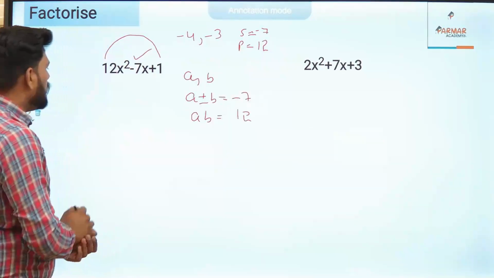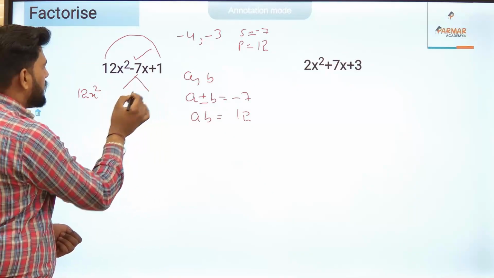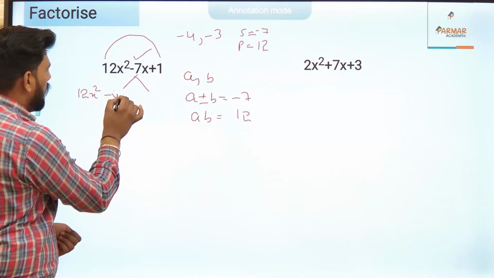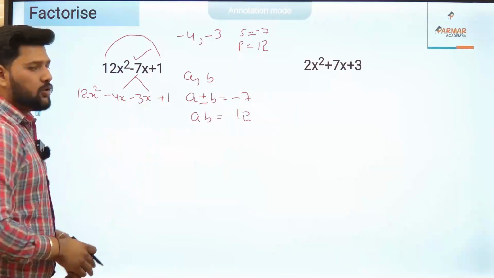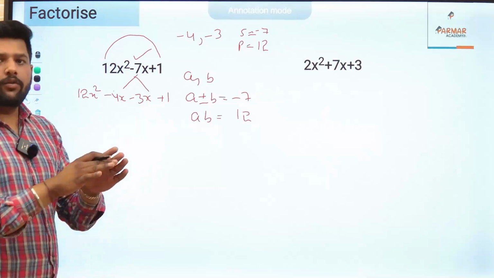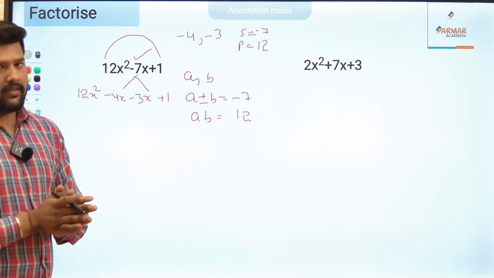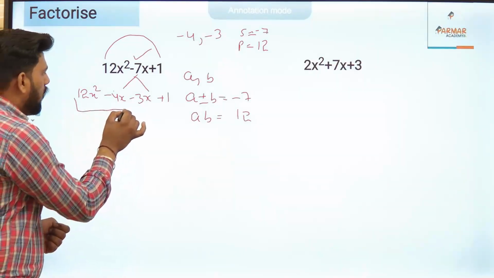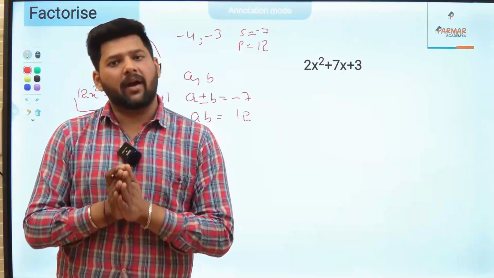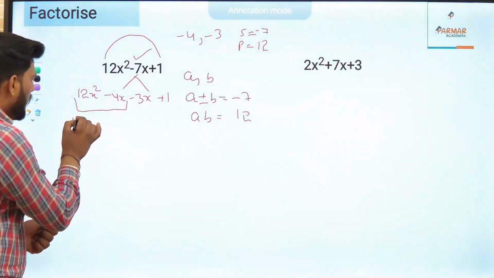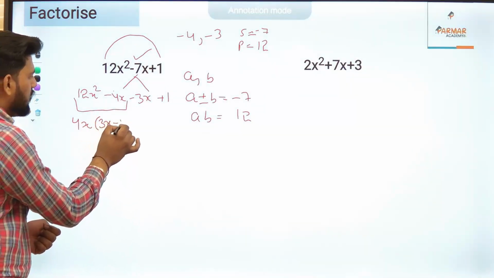So 12x square, and now minus 7x split into two parts, that is minus 4x and minus 3x, and the plus 1. So clearly here the middle term splits into two parts. Minus 7x splits into minus 4x and minus 3x. Now what is common from the first two terms? Means what is common from 12x square and minus 4x? Clearly 4 and x. The remaining is 3x minus 1.